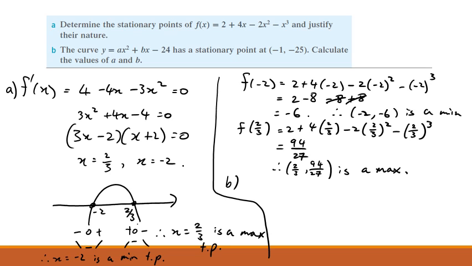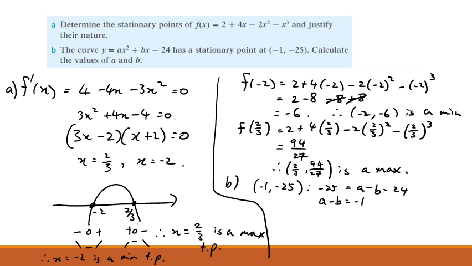Okay, B, the curve y equals ax squared plus bx minus 24 has a stationary point at -1, -25. Find the values of a and b. So for this, you'll get a set of simultaneous equations. Let's put the first one in. Oops, it's a minus. So then a minus b is equal to -1.